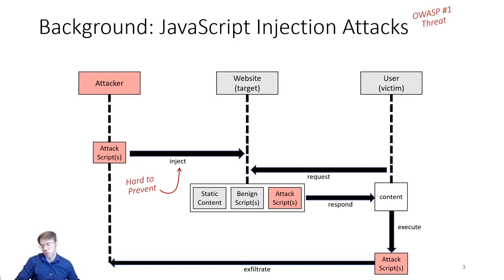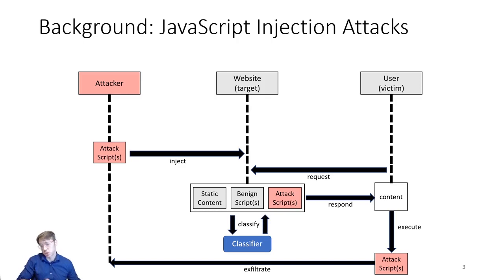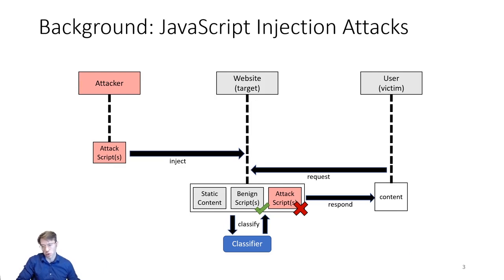An alternative, which has been considered and is the focus of this work, is the use of a classifier deployed on the target site. Any script, before it is served to the user, first passes through classification. The intention is that benign scripts will pass classification and attack scripts will fail classification. Scripts that fail classification are then disallowed from executing, which will prevent exfiltration and effectively thwart the attack.